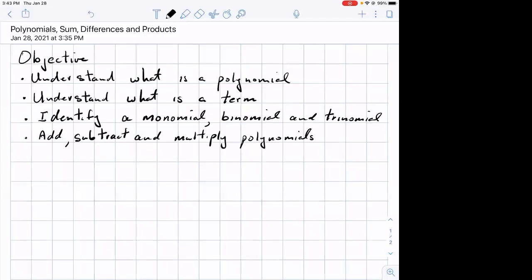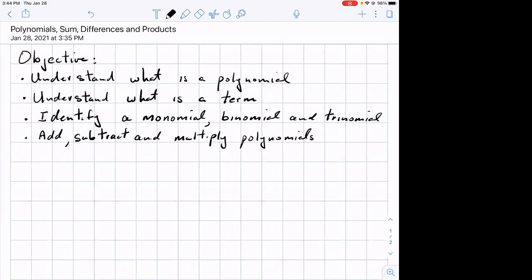Hey there. Today we'll look at polynomials: sum, difference, and products. So the objective is to understand what a polynomial is, okay? Understand what a term is, identify a monomial, a binomial, and trinomial, and then we'll look at addition, subtraction, and multiplication of polynomials, okay?